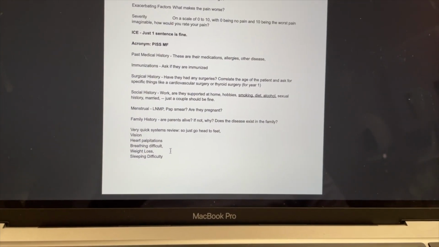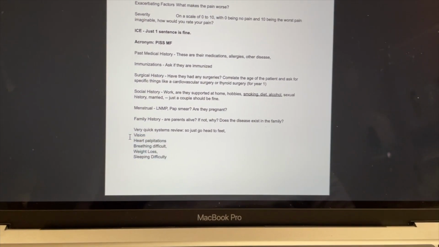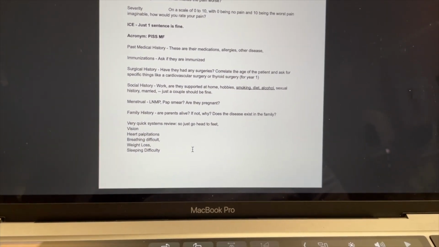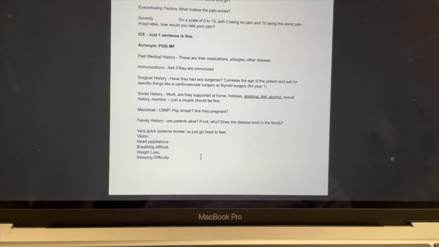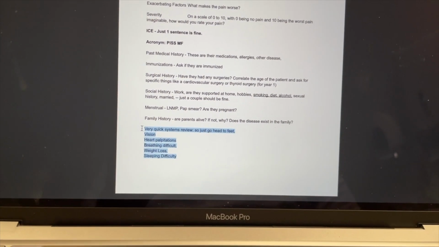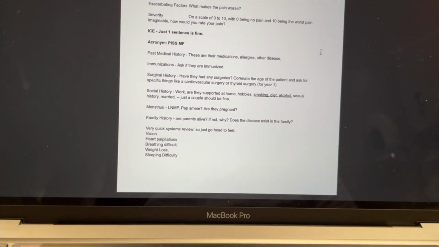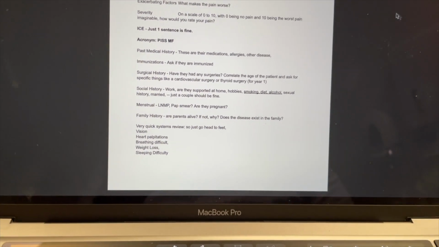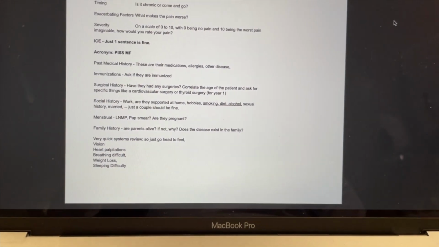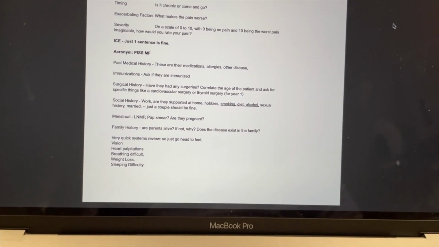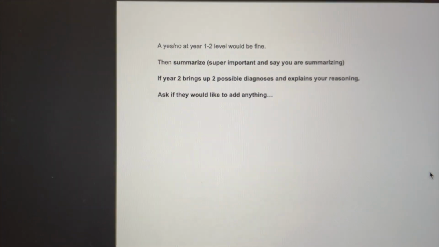No. And verbalize to the examiner everything before you do it, and also verbalize that, hey, I'm just going to do a quick systems review to see if I've missed anything. This is what will push you to the HD level, because you're doing everything at expected standard and you're doing a little bit more, but keep it short, because by the time you finish, the clock is about to end. So again, a yes or no at a year 1 or 2 level for the systems review is okay.